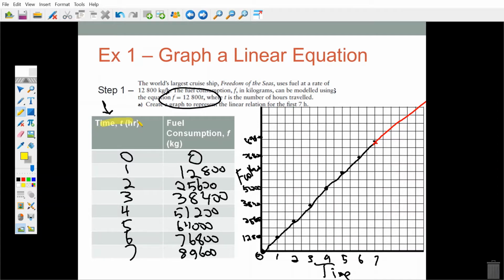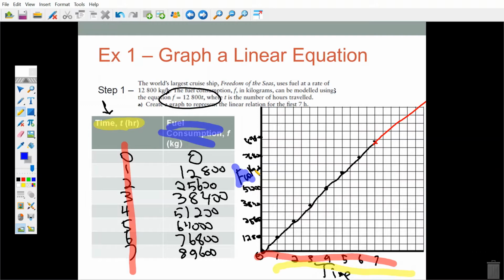First thing to know is the first column is the X column. It goes on the horizontal axis down here. So I labeled time, and then I put the numbers 1 to 7 right here. I spaced them out every 2 ticks instead of every 1, just so that my graph had a little bit more space and was a little bit easier to read. Fuel consumption was the dependent one. That's the y-axis. That goes right here.